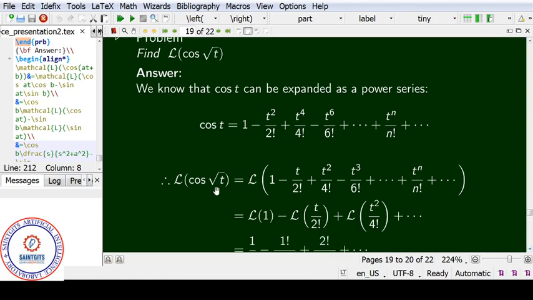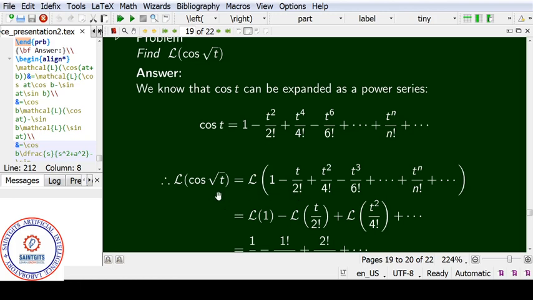Then what is Laplace transform of cos of root t? Here in the place of t we have root t. So root t square is t, root t raised to 4 is t square, root t raised to 6 is t cube, because we take 6 by 2, 4 by 2 like that in the power. And here also we assume 2n, so 2n by 2 is n. Now it is okay. Here we have t raised to n by 2n factorial. Then this is a sum.